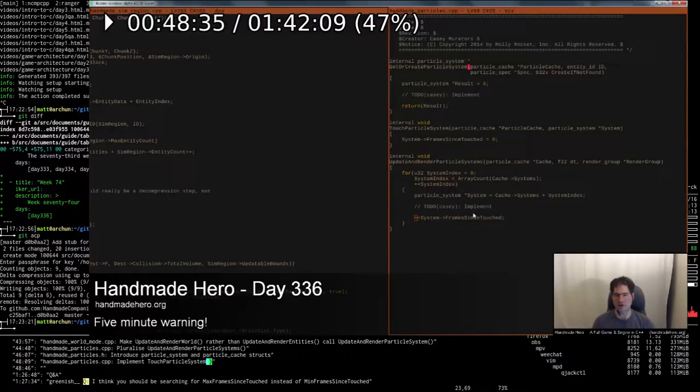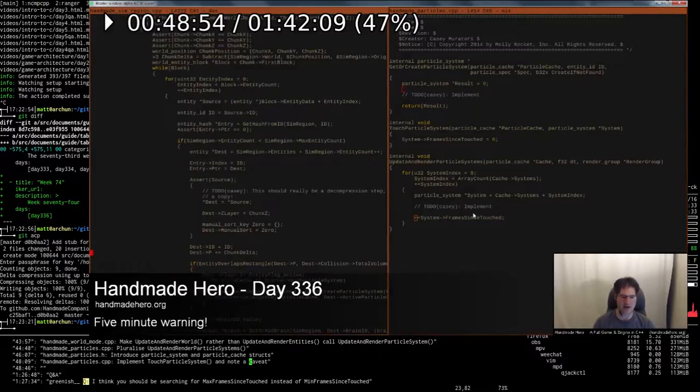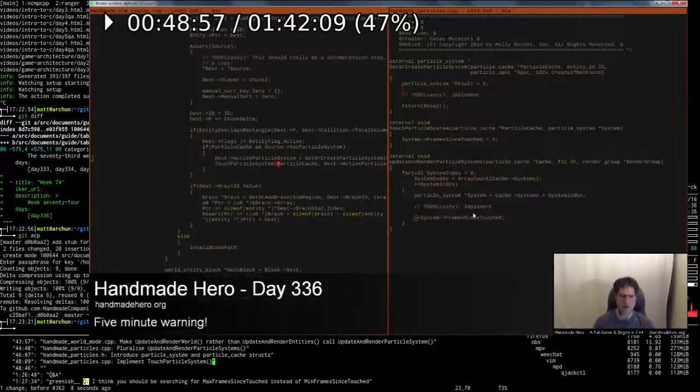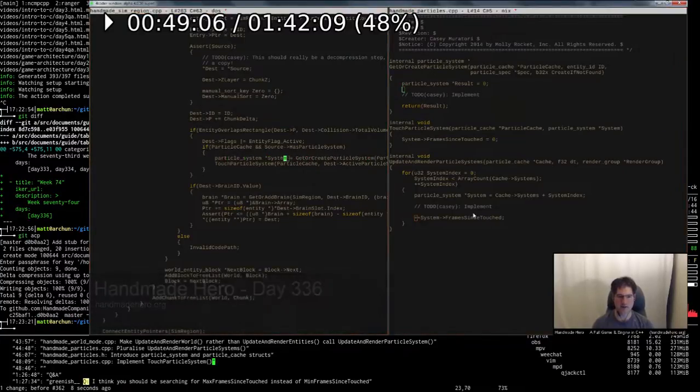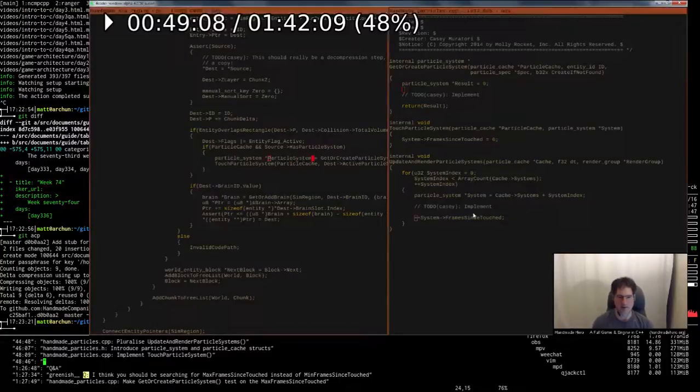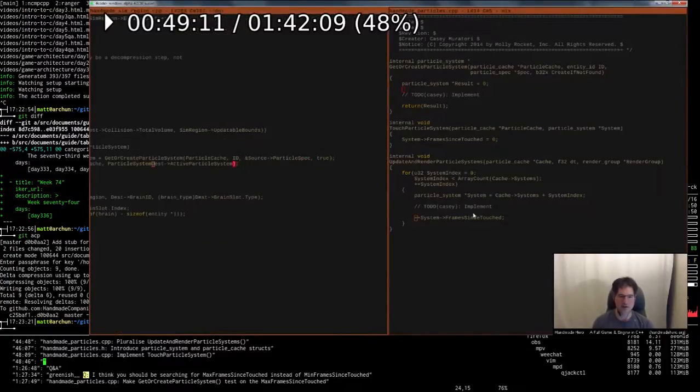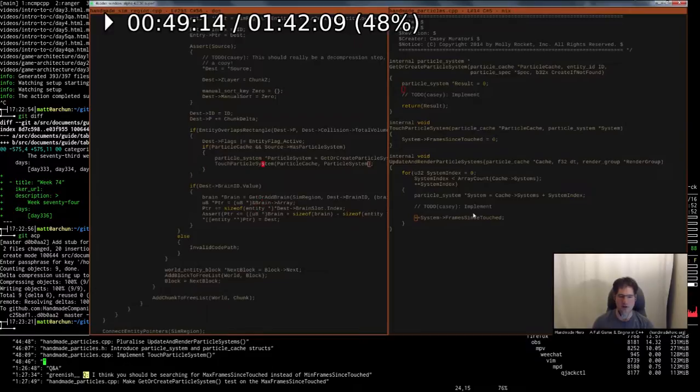The caveat is that we don't really know if we've replaced a particle system until after. But what's interesting is that, if we're not going to have them be simulated, we don't really need to have this stored on the entity. So we can just grab that particle system, do the touch op for it, and off we go.